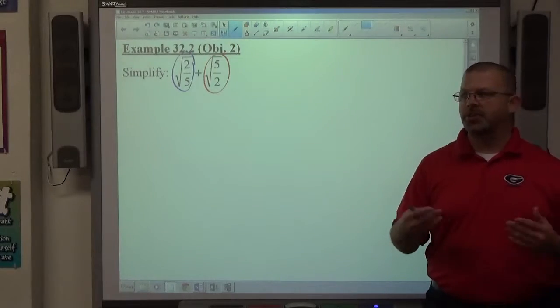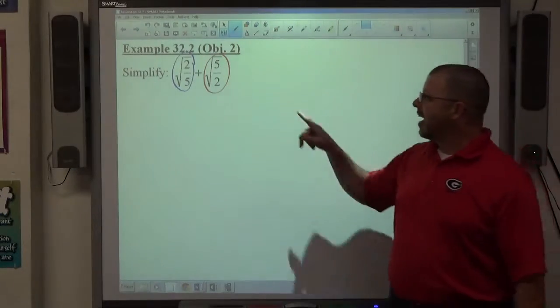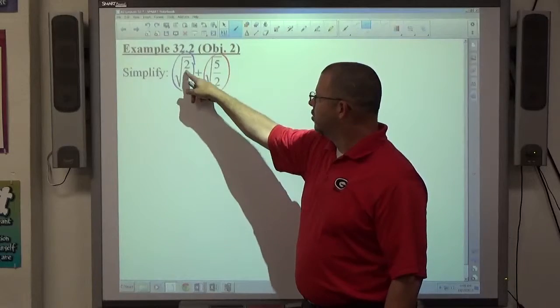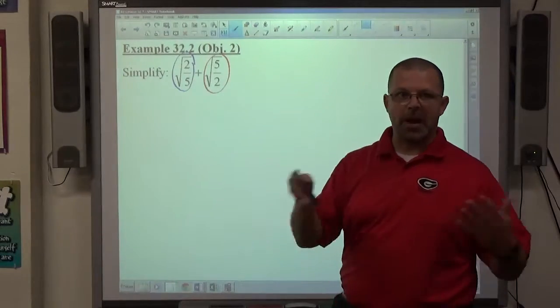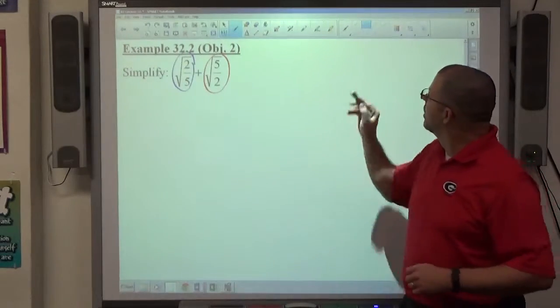Common denominators are necessary, but the radicals will be the same radical. At this point they aren't. Okay? 2/5 and 5/2 obviously aren't the same number, so adding them together at this point is not an option.